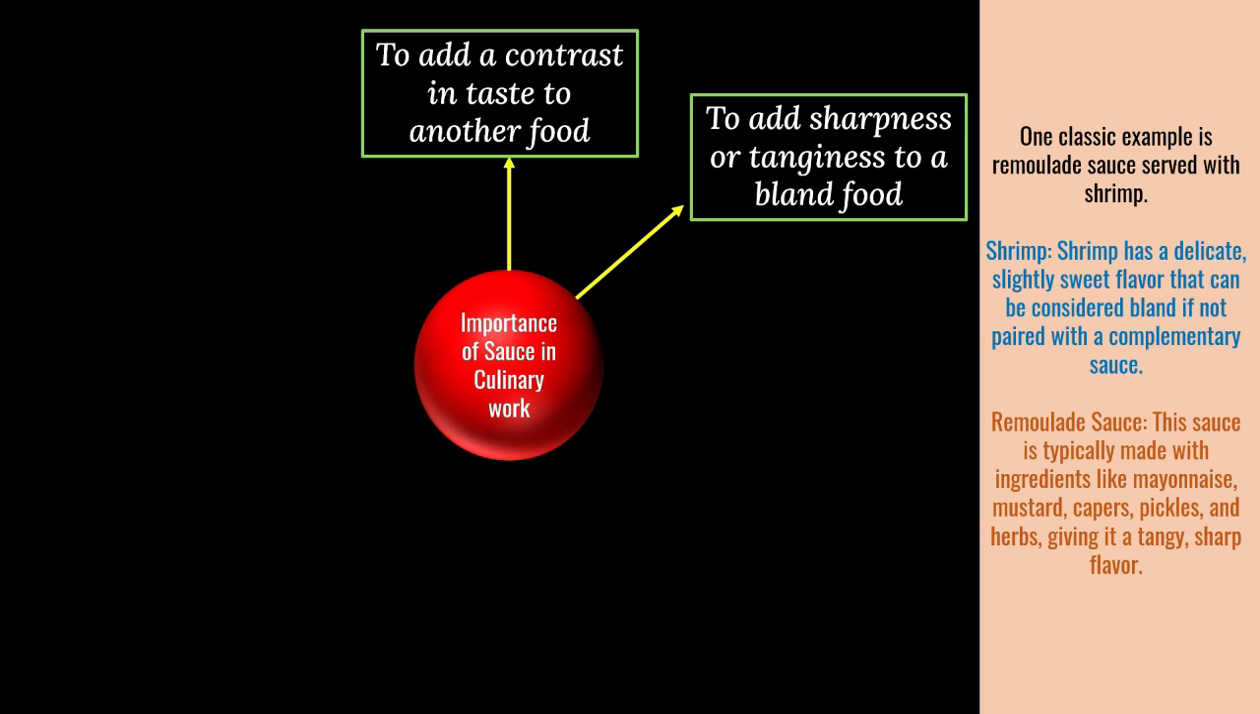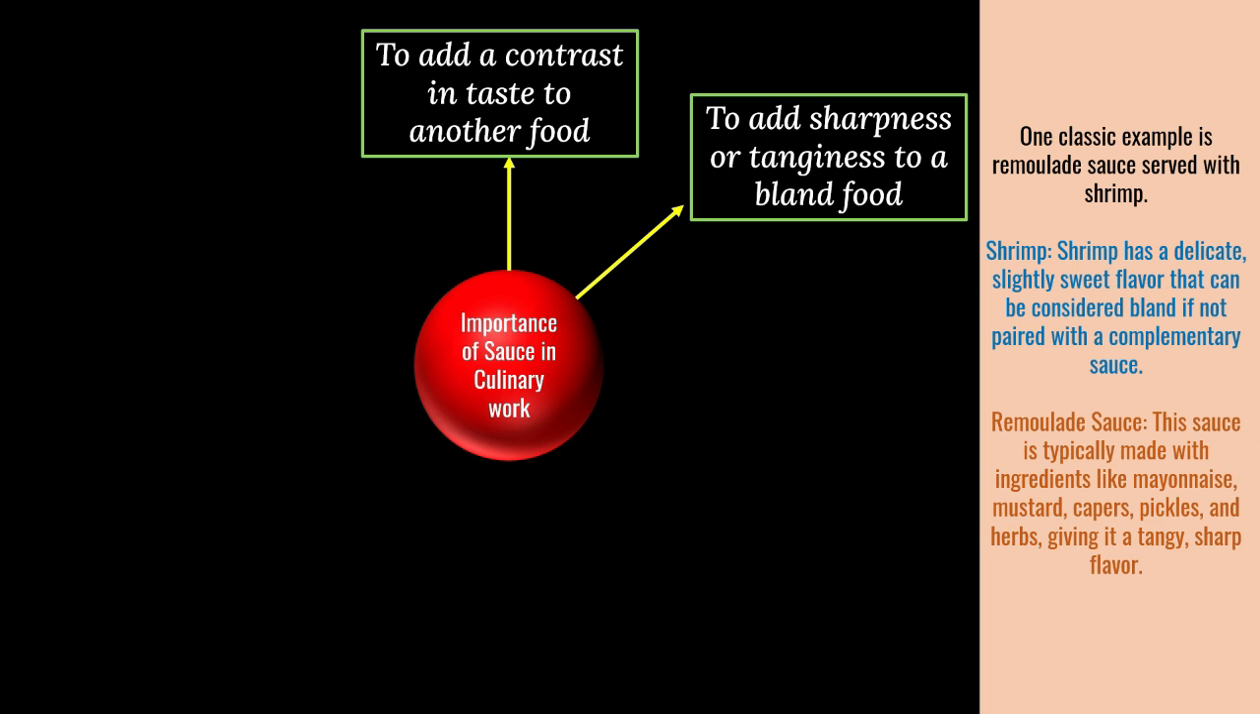Now, shrimp has a delicate, slightly sweet flavor that can be considered bland if not paired with a complementary sauce. Shrimp has got no taste. It has got a sweet flavor. Taste is a little bland. So to accentuate that, what is to be done? We'll take the help of a sauce which is known as the remoulade sauce. This sauce is typically made with ingredients like mayonnaise, mustard, capers, pickle, herbs, giving it a tangy, sharp flavor.